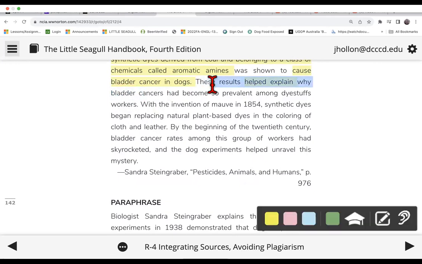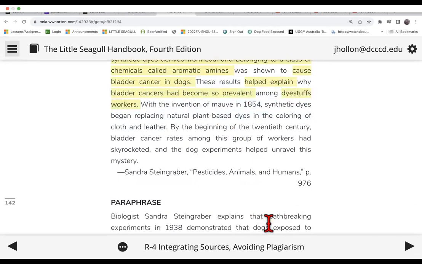Bladder cancers had become so prevalent with dyestuff workers, people who worked with it with their hands. It was seeping into their pores, into their skin.